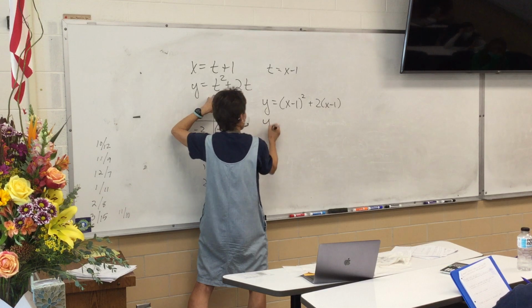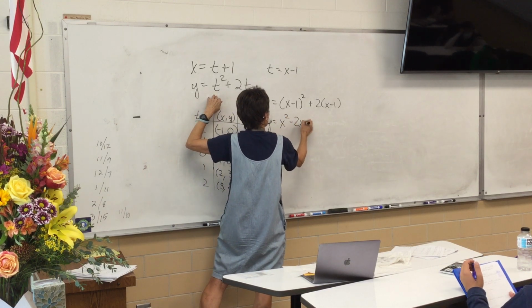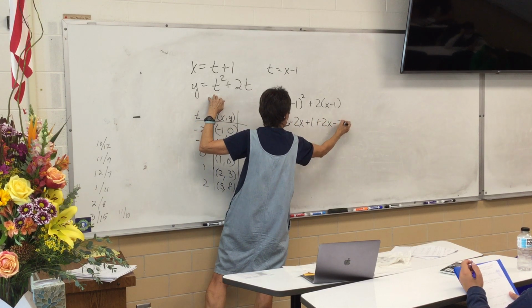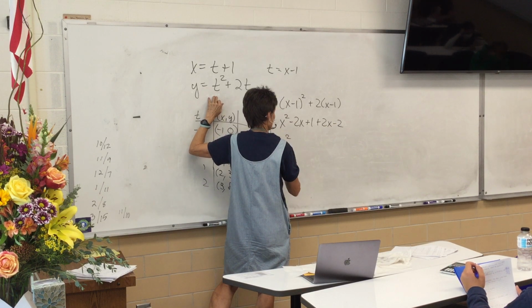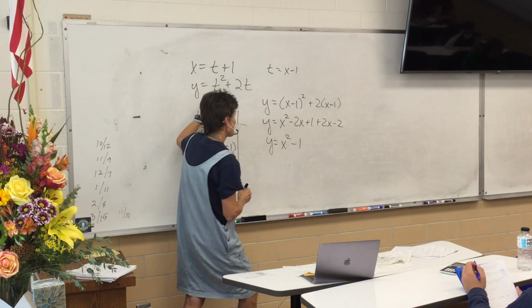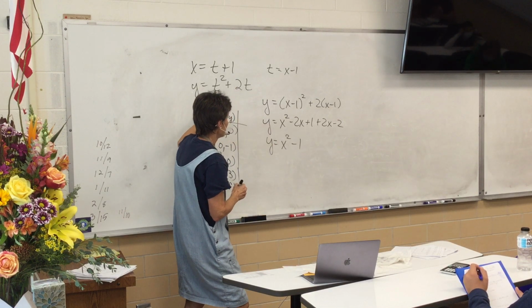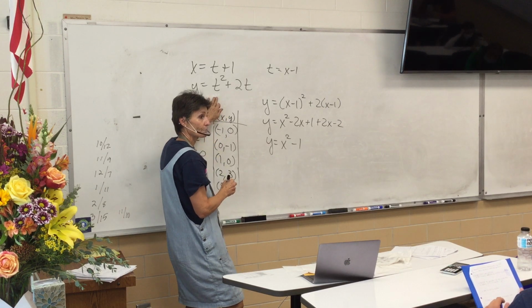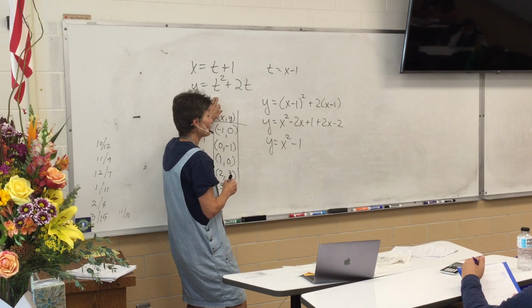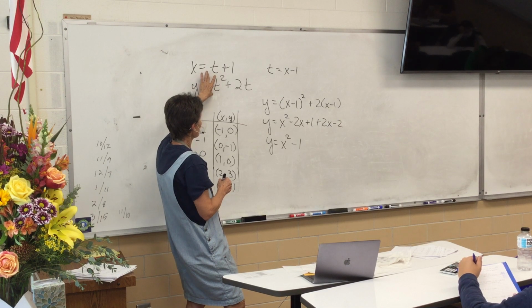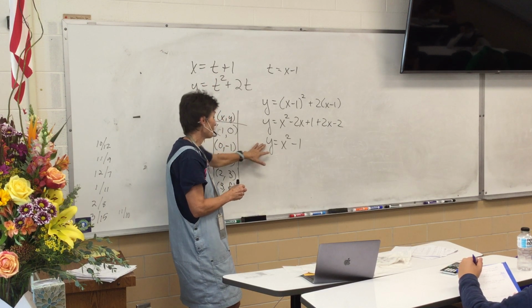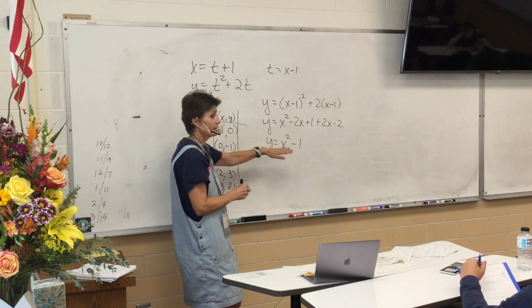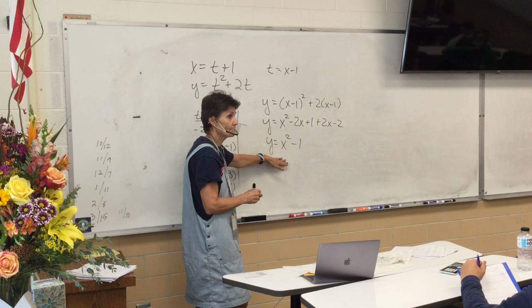And now clean it up. And my answer is y equals x squared minus 1. So in other words, these two parametric equations describe this parabola. So if I plotted these points, I should get this parabola.